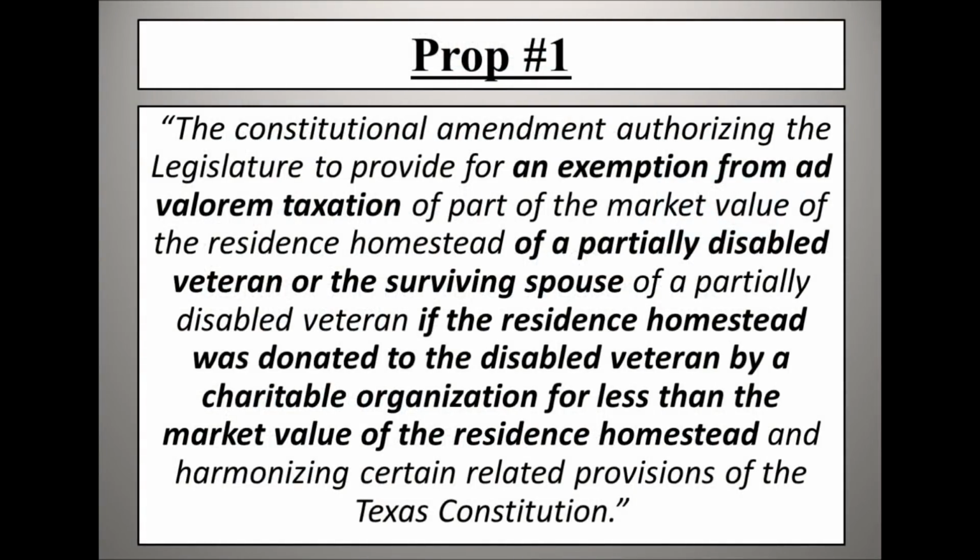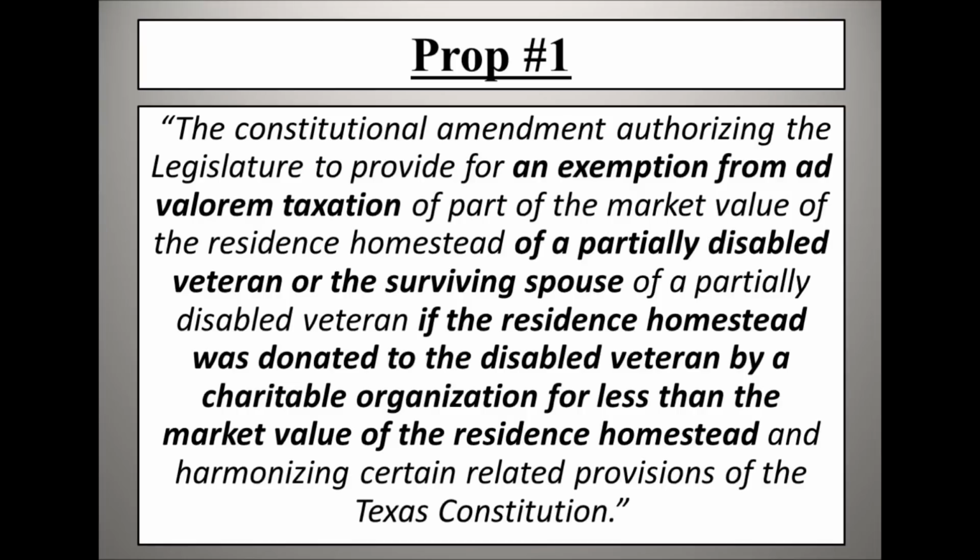Prop 1 will authorize property tax exemptions for partially disabled veterans or their surviving spouses whose homes were donated to them by charity for less than the prevailing market value. Currently, the tax exemption only applies to homes donated to them at no cost to the veteran. Prop 1 would expand that property tax exemption to homes donated at some cost to the disabled veteran in an amount that is not more than 50% of the good faith estimate of the market value.